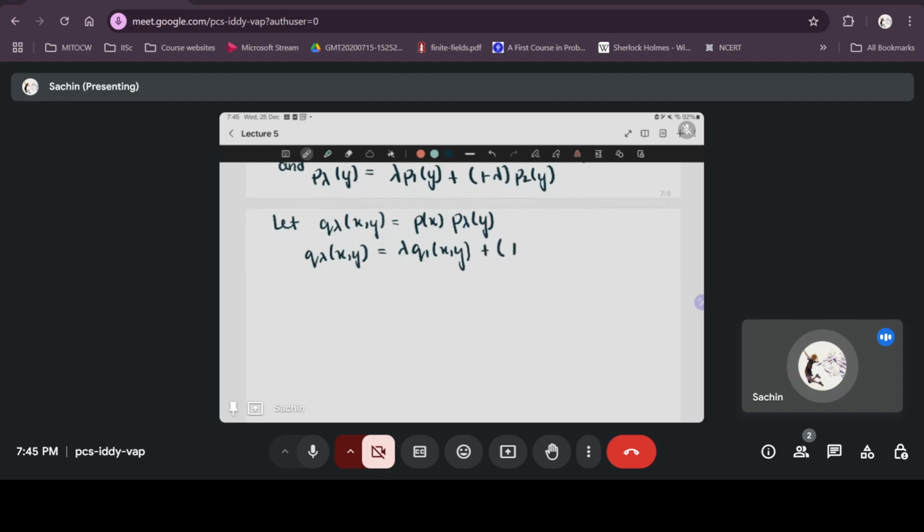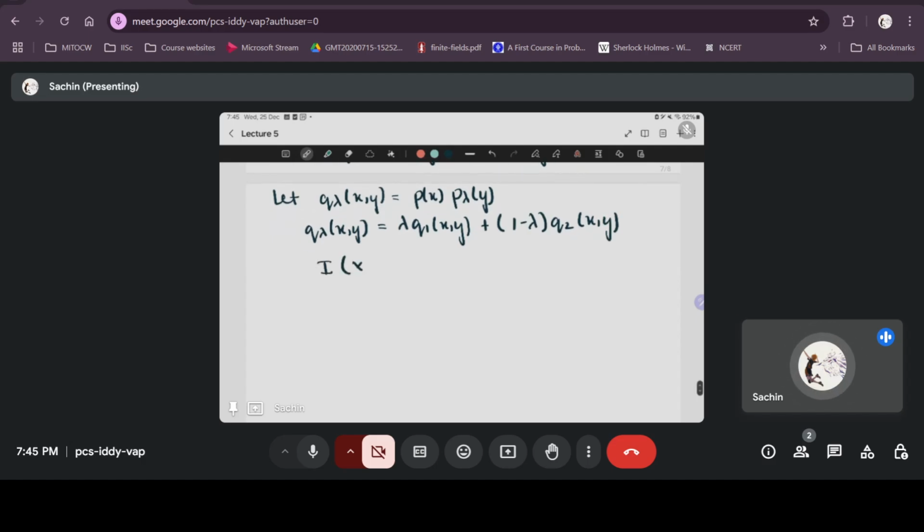So q is the product of the marginals for all subscripts. So q2 of x comma y means p2 of x times p2 of y, which is nothing but p of x times p2 of y. Now the mutual information I of x semicolon y is by definition the relative entropy between p of x comma y and the product of p of x times p lambda of y.